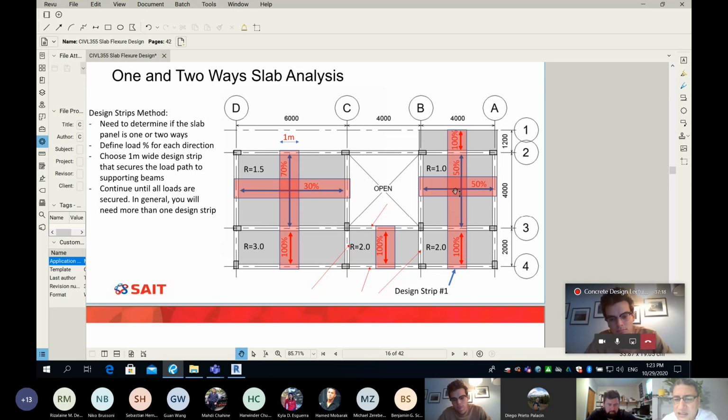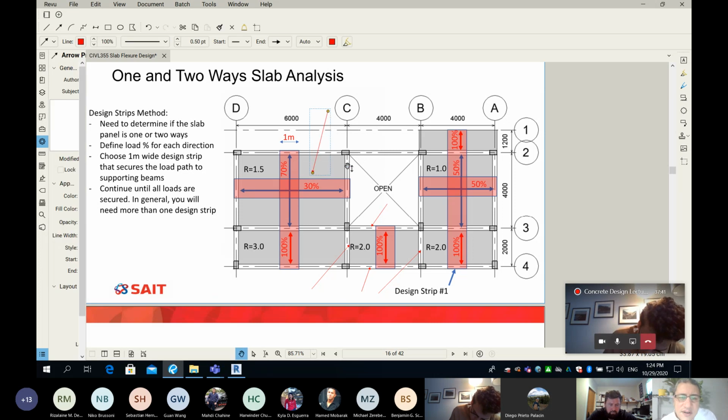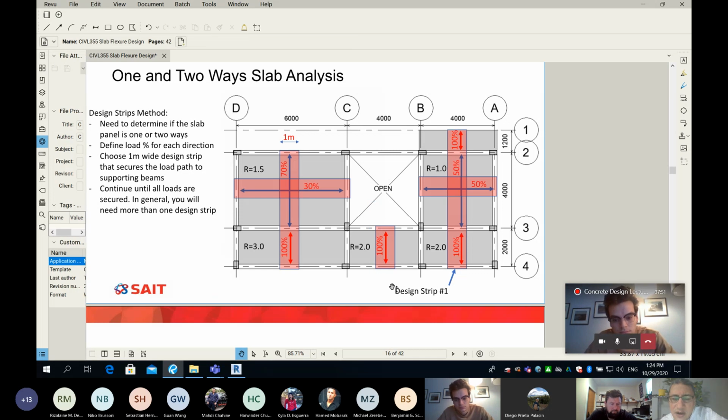Guys, listen. First of all, you need to find whether every slab panel is one way or two ways. You cannot just tell. If I ask you if my slab is one way or two ways, you have to tell me, Tahir, be specific. Which slab panel? Because we have so many of them. We have one here, and one over there. So when we say one way or two ways, we have to be specific about which slab panel you are referring to.